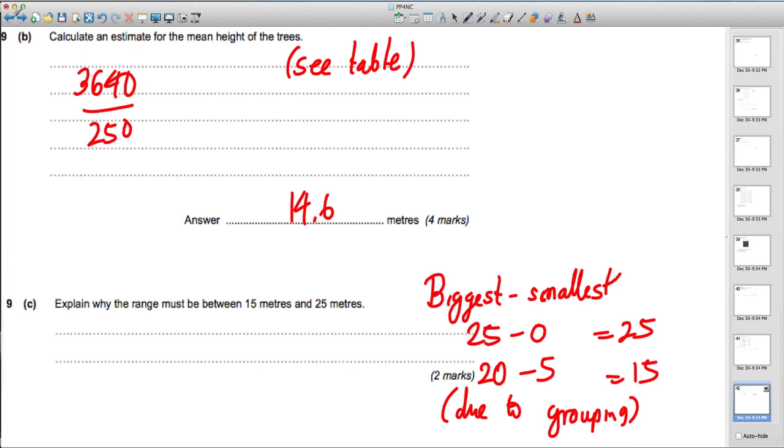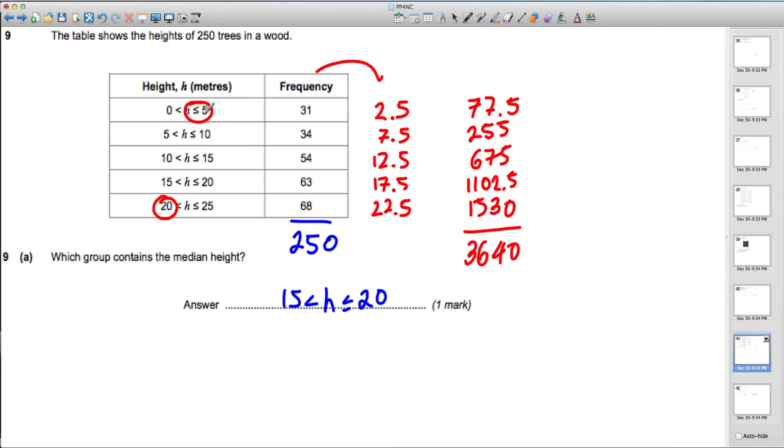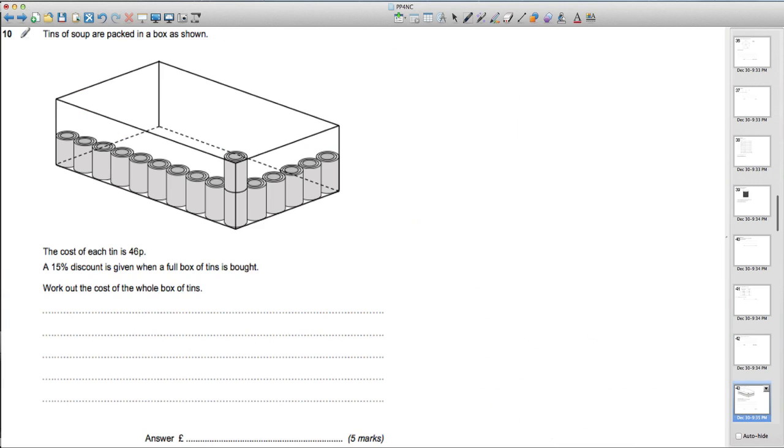Because we don't actually know what values are in here, it could be 5, it could be 20 roughly, or 20.0001 or something. Okay, tins of soup are packed in a box as shown. The cost of each tin is 46p. A 15% discount is given when a box full of tins is bought. Work out the cost of the whole box.